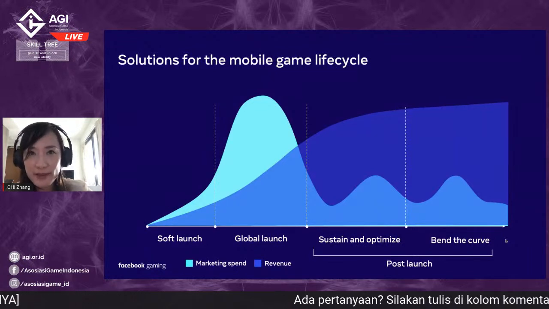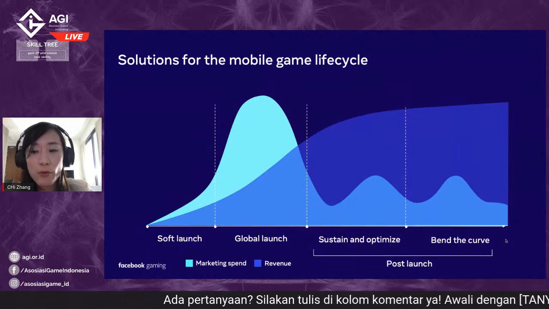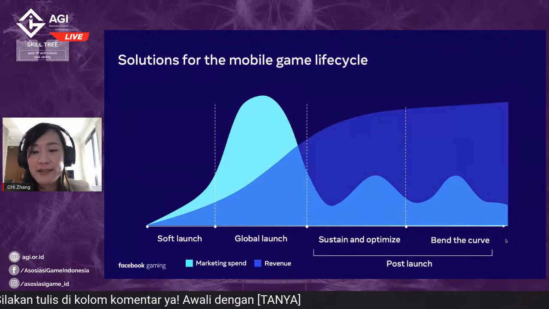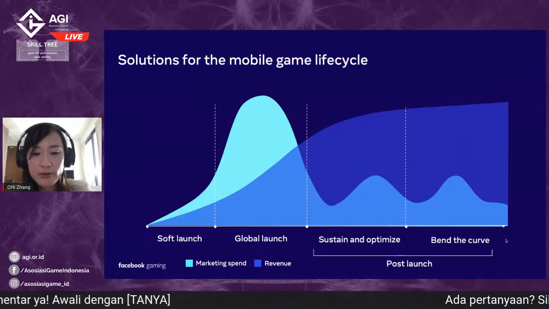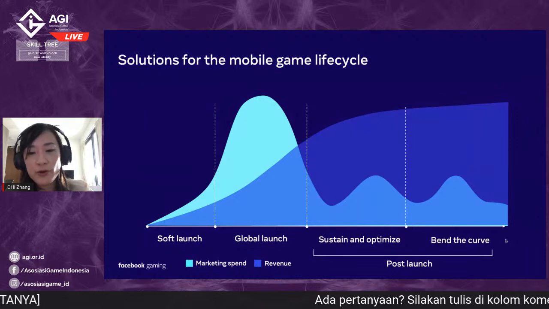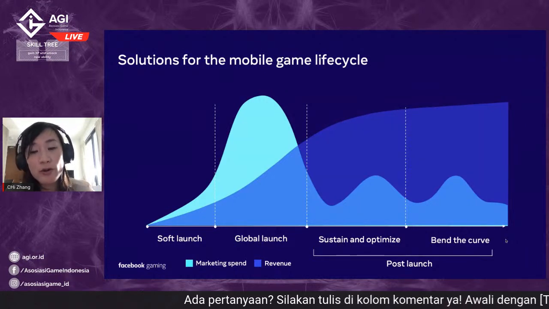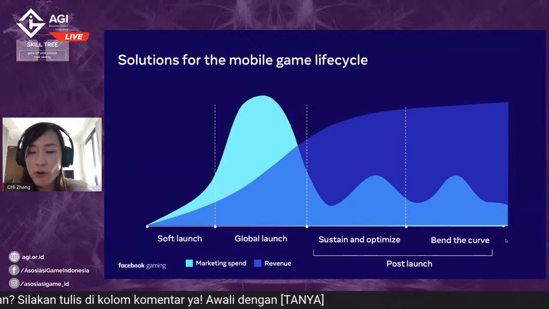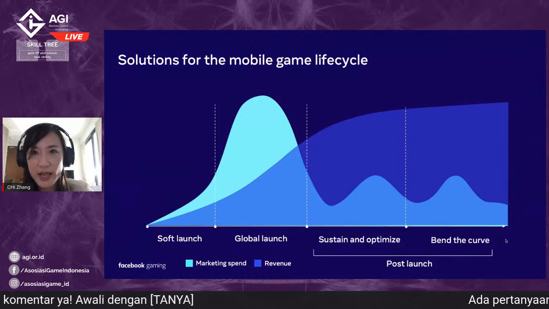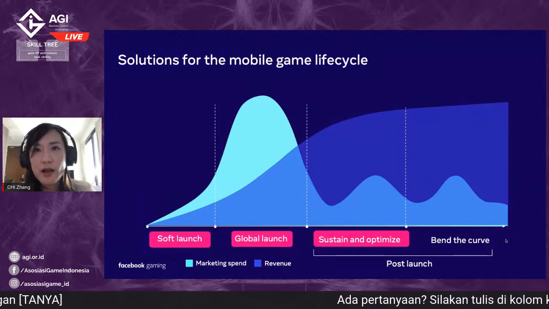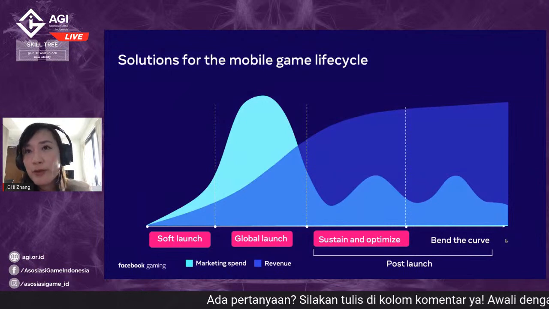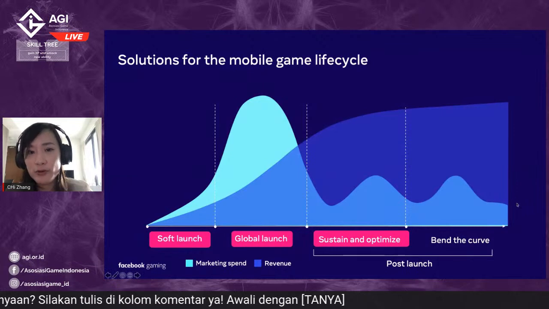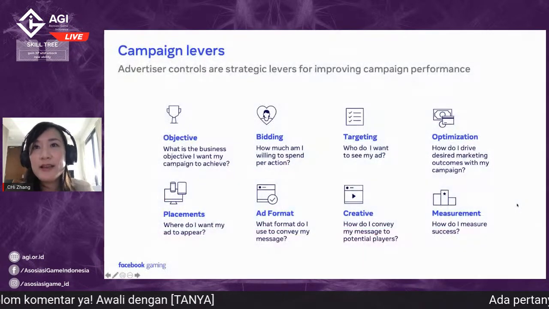In the global launch phase of the life cycle, what you want to do might be to scale your game when CPIs are at their lowest. As time goes on, you might be shifting to acquiring more higher quality users, and eventually you might want to do re-engagement to maintain and grow your revenue over time. So in each of these gaming life cycles, what will be the campaign levers or Facebook marketing strategies that are available to you? We'll be sharing that in the next slide.